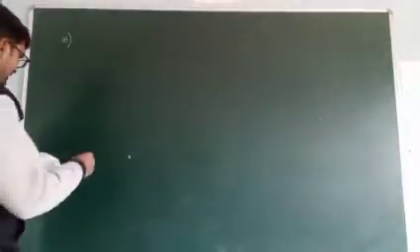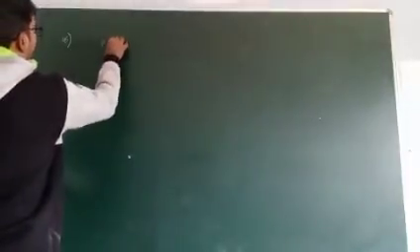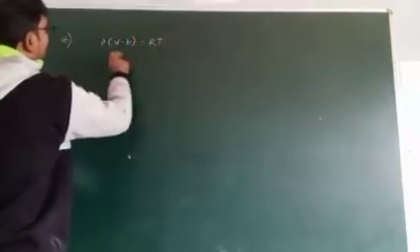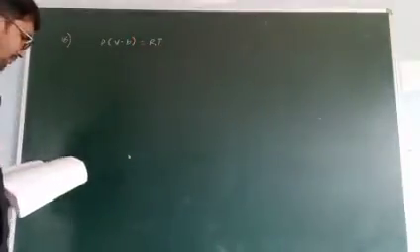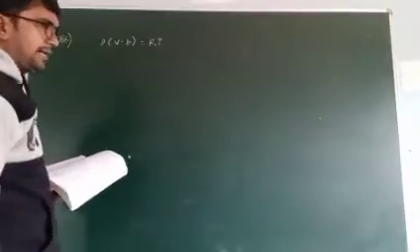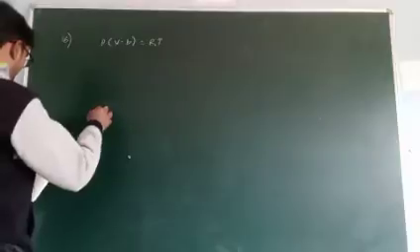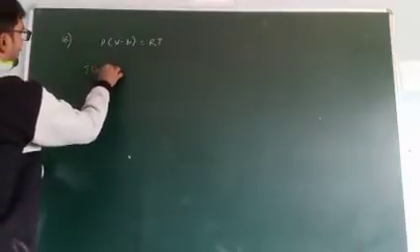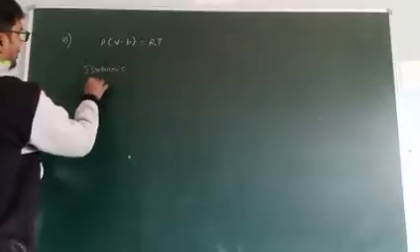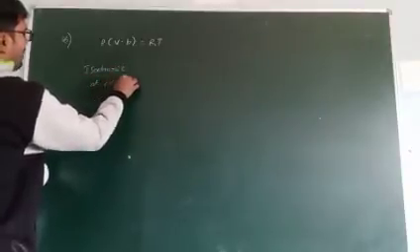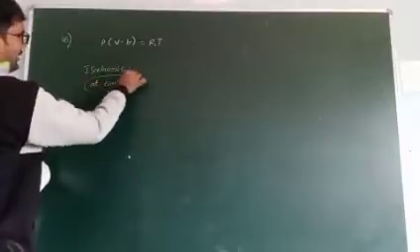Next, the 16th one. A gas obeys P into V minus B is equal to R. It is very clear, it is a real gas. Now check whether the following are correct or wrong. First one, isochoric curves. Remember all of you. Isochoric means at constant volume.